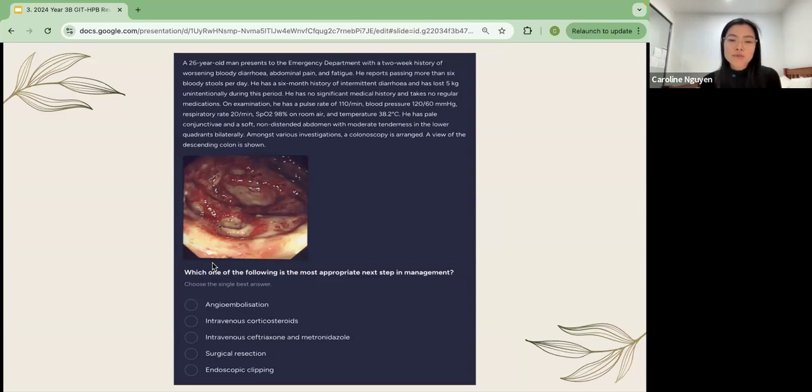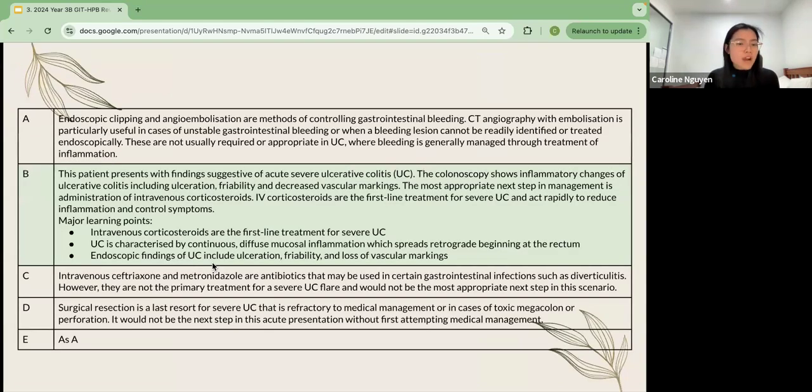Soft, non-distended abdomen. So, okay, it's not something that's been perforated. Moderate tenderness in the lower quadrants bilaterally. Amongst various investigations, a colonoscopy is arranged, and here's what his descending colon looks like. So what is the next step in his management? C. Good try. It's B. So intravenous corticosteroids.